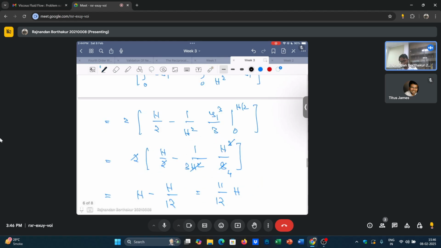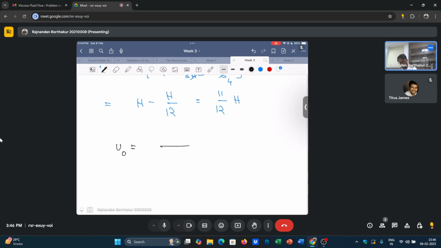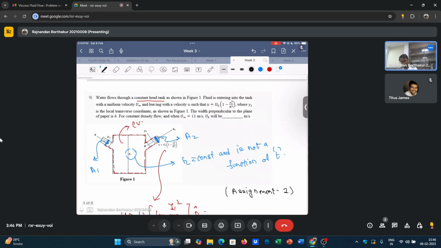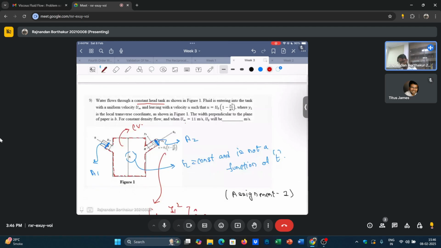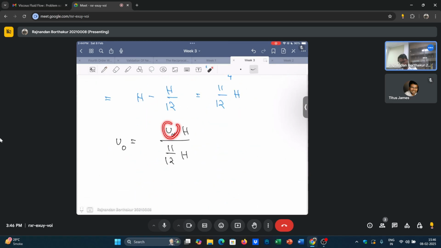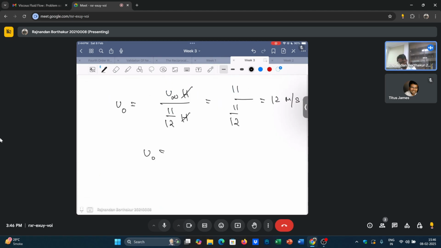Just substitute this value. So your u naught is u infinity times h by the integral, which is just 11 by 12 h. I think in your question, your u infinity, if you remember, is just 11 meter per second. Just substitute this, so this h and h would cancel. This is 11 by 11 by 12. So your u naught is nothing but 12 meter per second. That's it. That's the answer. So u naught is 12 meter per second.